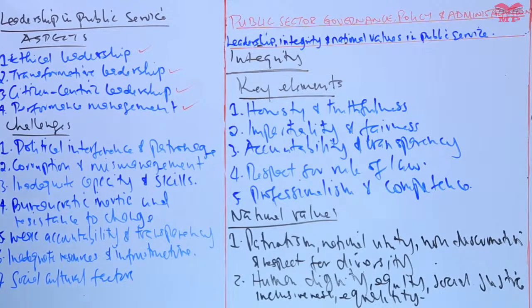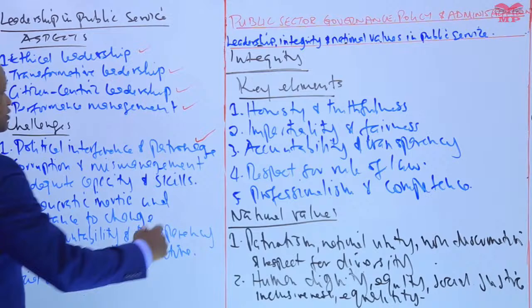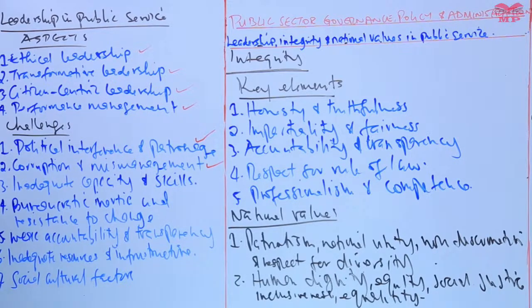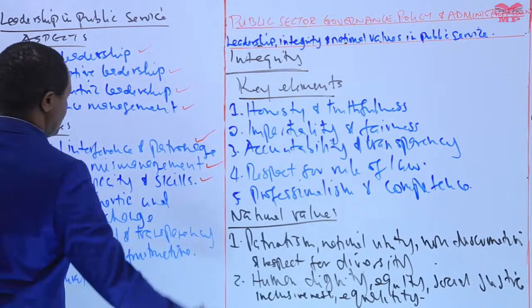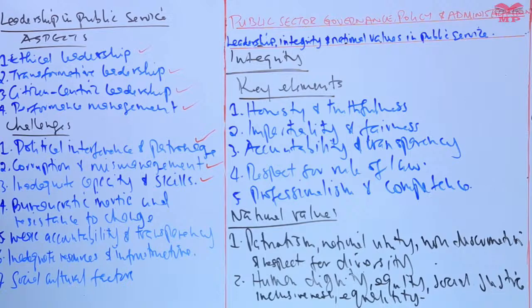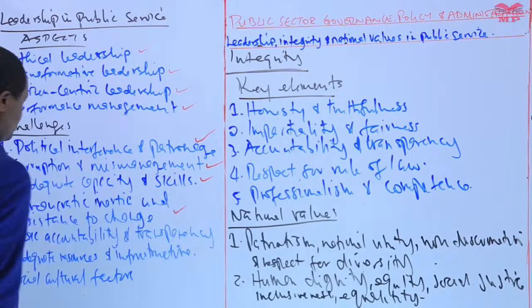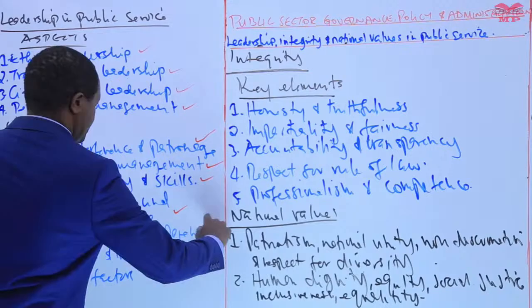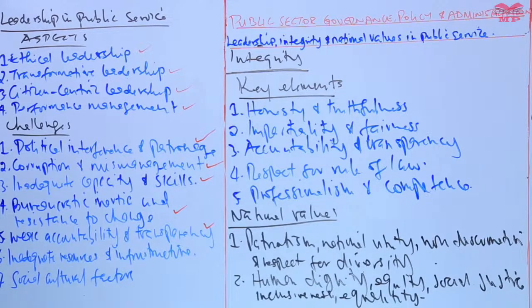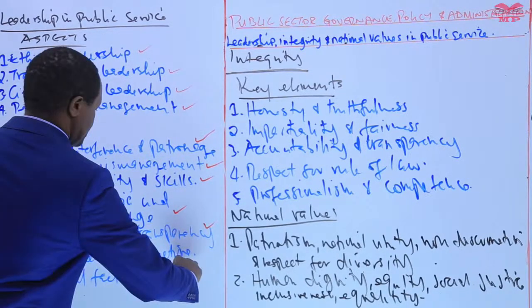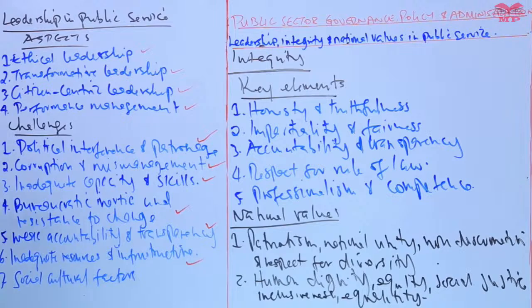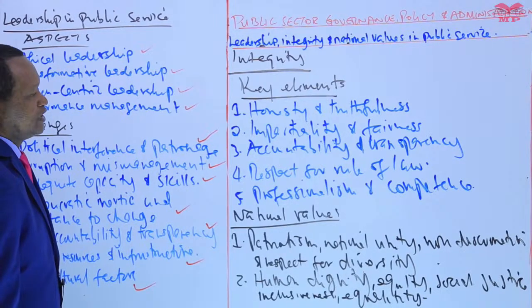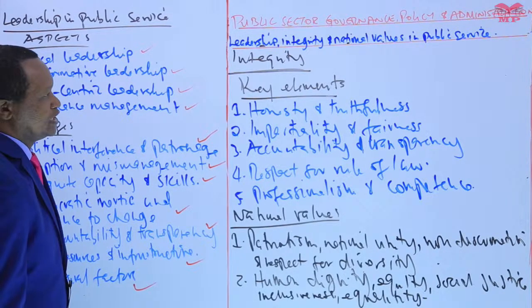One is political interference and patronage. Number 2, corruption and mismanagement. Number 3, inadequate capacity and skills in the public service. Number 4, bureaucratic inertia and resistance to change. 5, weak accountability and transparency. 6, inadequate resources and infrastructure. And 7, social cultural factors.